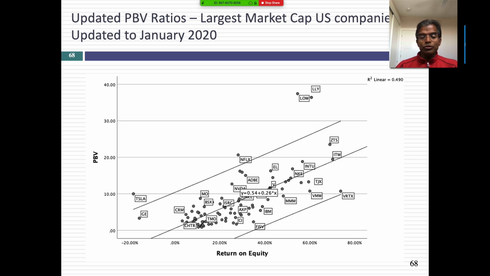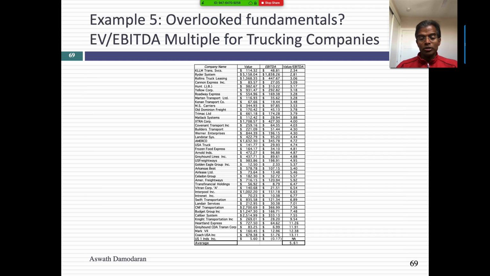So if you use this approach, my suggestion is to try it on a group of stocks which are not as widely followed as the 100 largest market cap companies. Just do price to book against return on equity. And it works really well in financial service companies. So if you want to do this just for financial service companies, try price to book against return on equity and see what looks underpriced, overpriced. Let's move on to a fifth example.